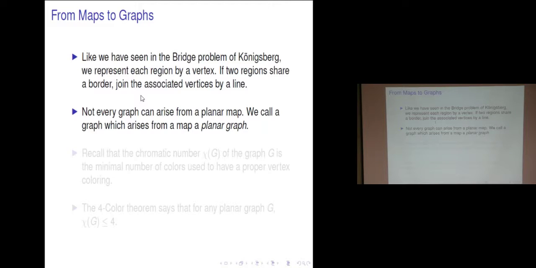Okay, but there's an extra condition. Not every graph can arise from a planar map. From a map, you induce a graph, but not every graph is induced by a map, because some graphs are so complicated that they do not come from a map. We call a graph which arises from a map a planar graph. So what is a non-planar graph? If you draw the graph on a piece of paper, some edges have to cross. Then it is not planar.